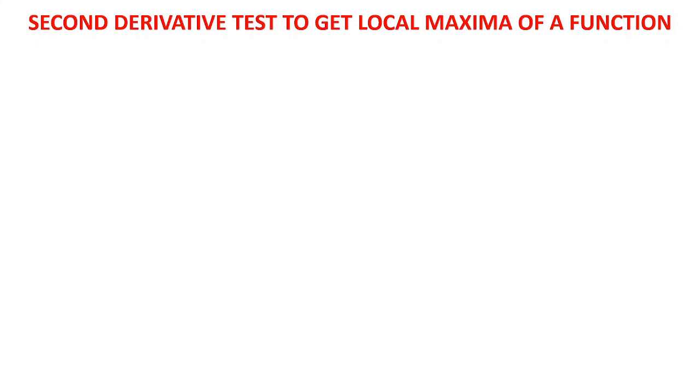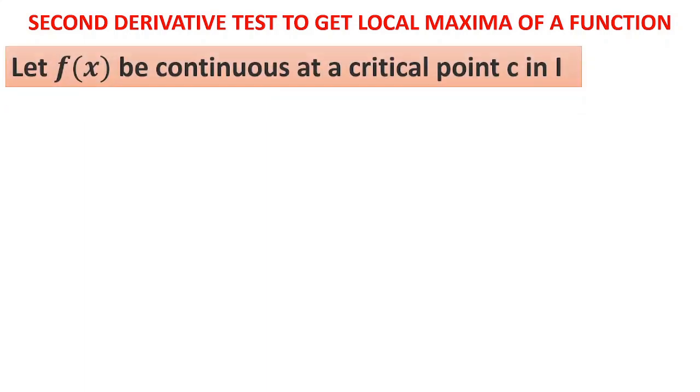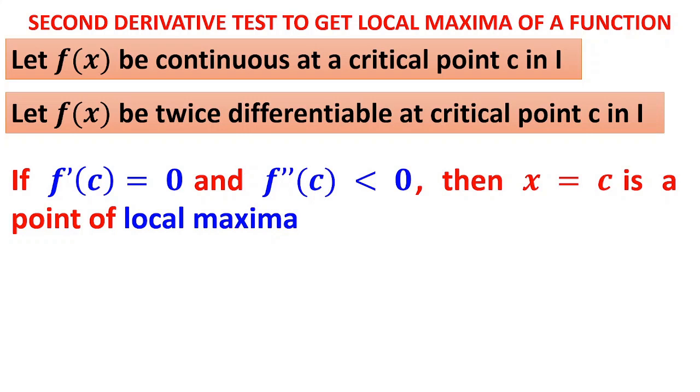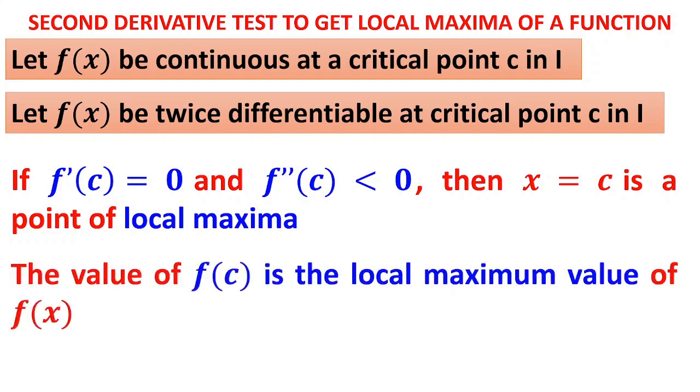Therefore, the second derivative test is very simple. Again, for the second derivative test, what do we have to do? The function must be twice differentiable, then only we can use it. If f dash of c is equal to 0 and the second derivative at c is less than 0, it is a local maxima, and f of c is called the local maximum value.